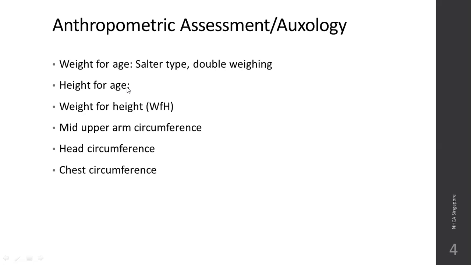Chest circumference is taken on both the nipples. The tape goes through both the nipples, on top of both the nipples, and that's how we get the chest circumference. And the measuring tape should be parallel to the floor.